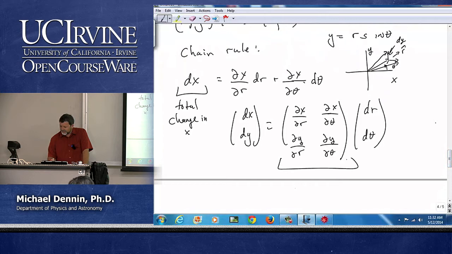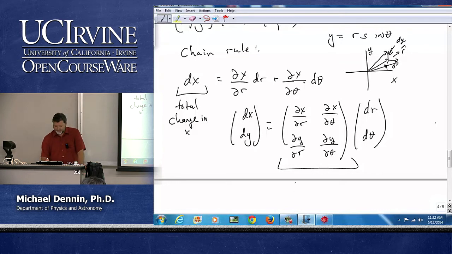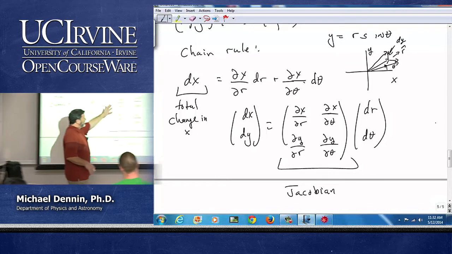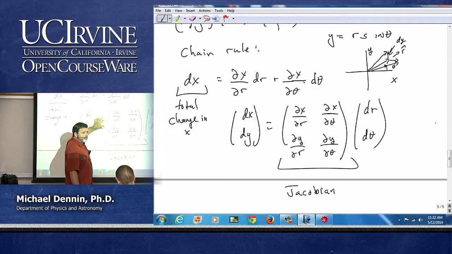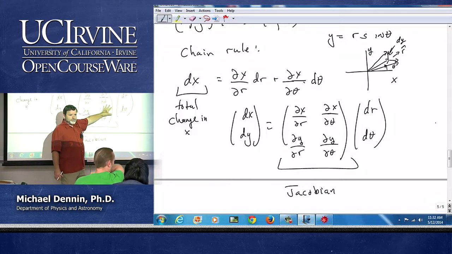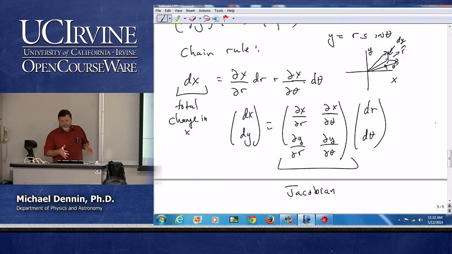And this matrix, how many people remember the name of it? It is the Jacobian. But the fundamental reason we make our matrix of partial derivatives is just the chain rule. And it's allowing us to keep track of everything. So that's one step in remembering how to change coordinates, is understanding how the differentials change.